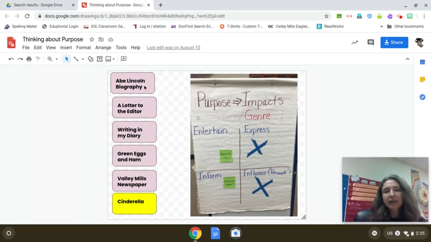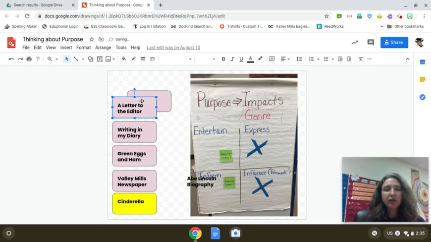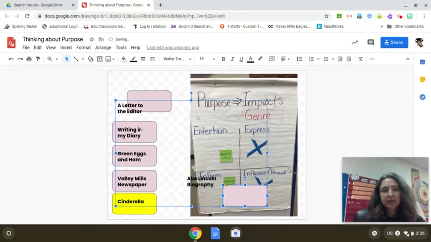What about a letter to the editor? What would be the purpose for a letter to the editor? Think about that one. An editor is someone that you write to at a newspaper that you tell your opinion. Well, if you said that would be influence because you were telling your opinion and trying to get others to have that opinion, you would be correct. Okay, let's see if I can move those down there.